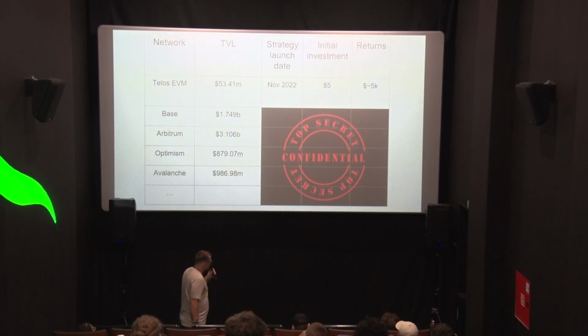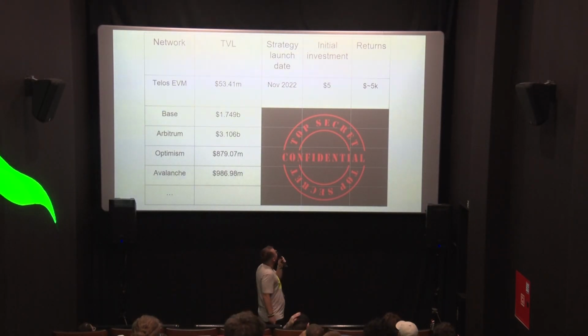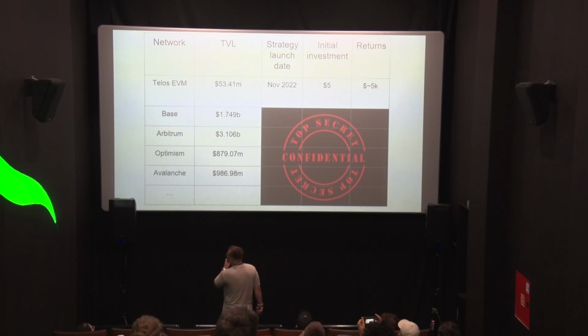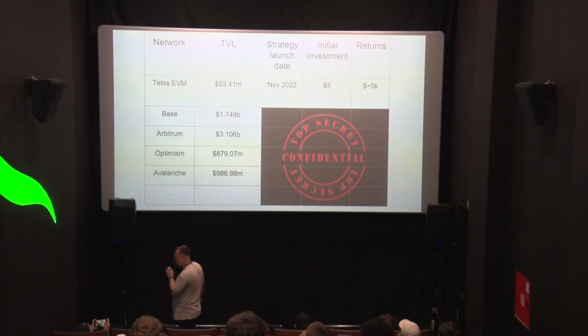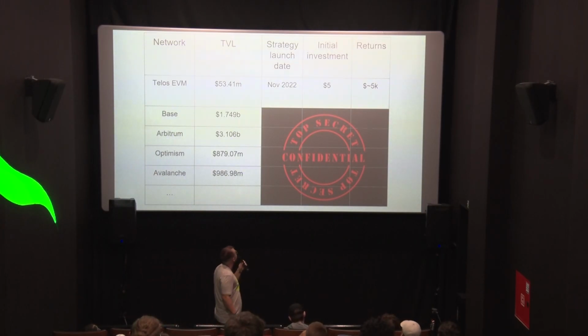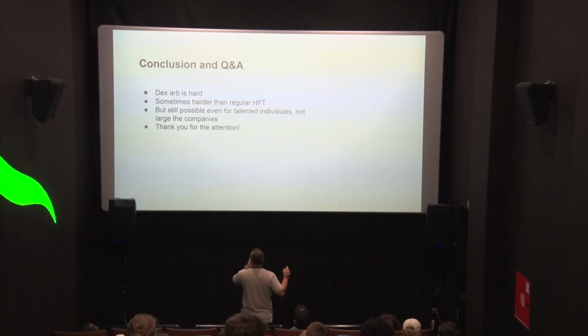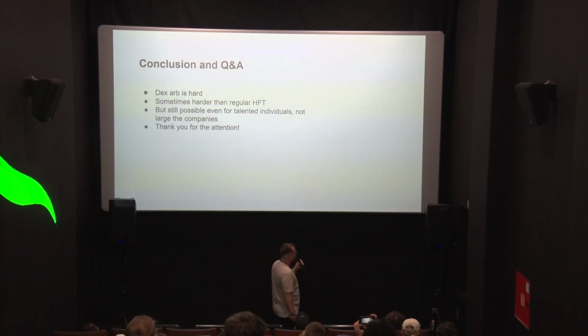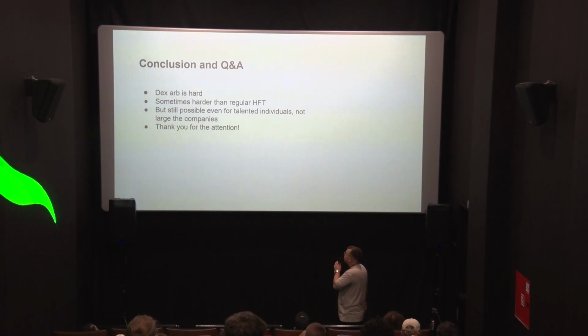And speaking of our financial results, after some careful consideration, we decided not to disclose most of them, but you can see that even on such a small, moderate liquidity network, we've managed to convert $5 into $5K, which is a 1,000x multiplier. And this is basically it. That's all I wanted to say. In conclusion, I want to say that DEX arbitrage is hard, but it's possible for individuals, not just large companies, to do. And I'm open to any questions you might have.